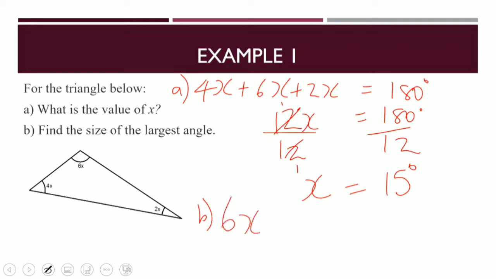Obviously 6x is larger than 4x and 2x. Since x is 15 degrees, it's going to be 6 times 15 degrees. 6x means 6 times x. And that is going to be 90 degrees, which means I absolutely do not like how this triangle was drawn in the first place, right? So 6x would have been 90 degrees, which would be a right angle.